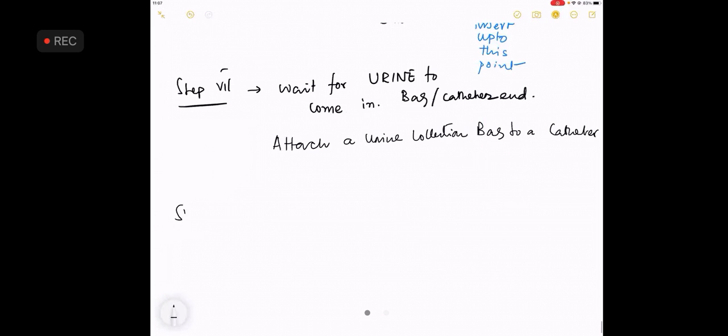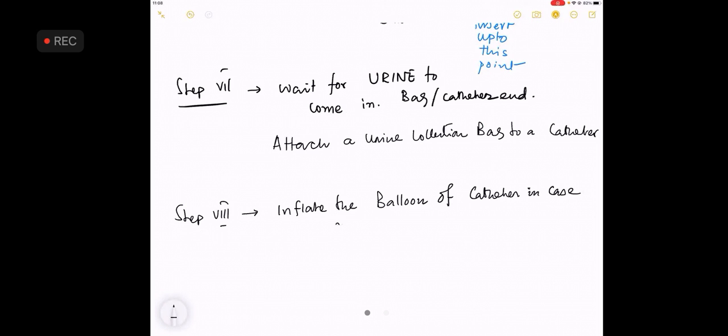Then comes step 8. Inflate the balloon of the catheter in case of a Foley catheter.